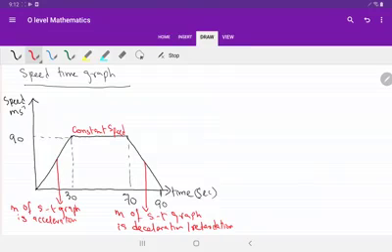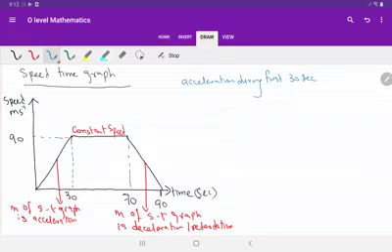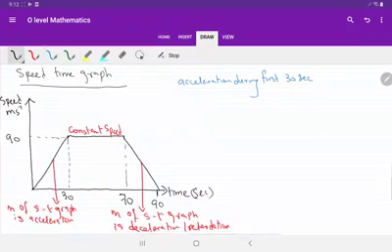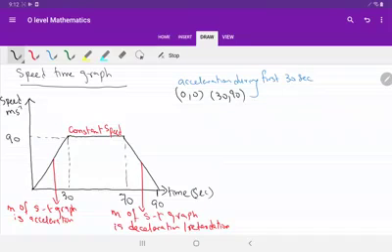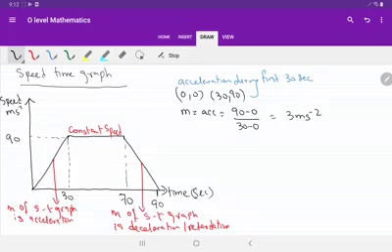So, if we are told to find the acceleration during the first 30 seconds, it will be 0, 0, 30, 90, and the gradient, which is the acceleration, is 90 minus 0 upon 30 minus 0, that is 3 meters per second square.